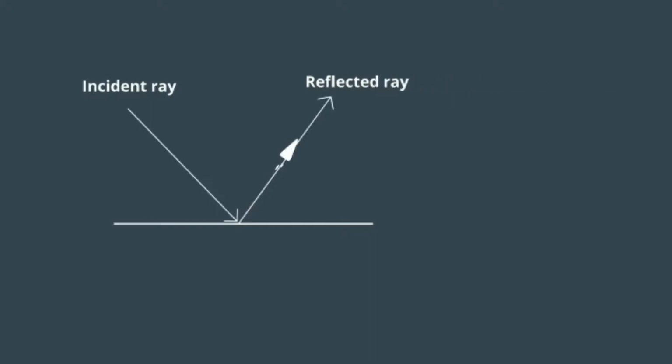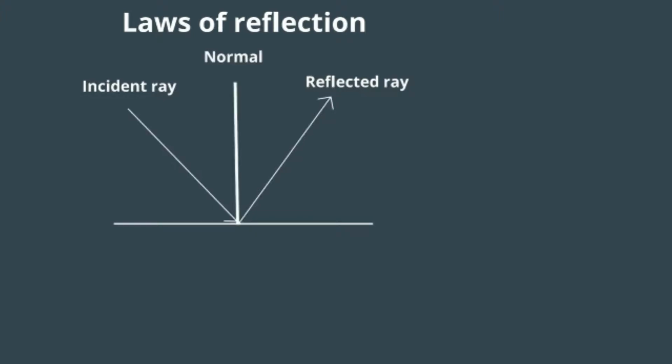Why only in this direction? Why not here and here? This is because rays of light obey certain laws of reflection when they strike any surface. Draw a perpendicular to the surface at the point of incidence. This line is also called the normal.